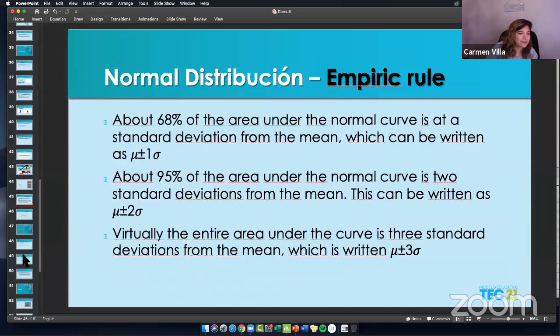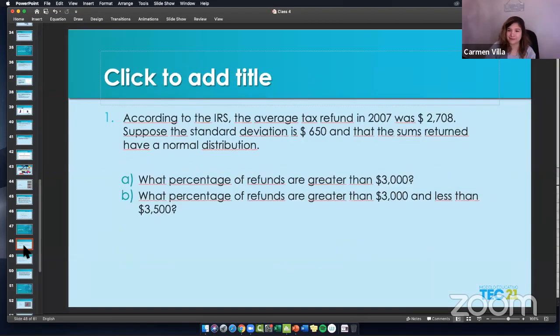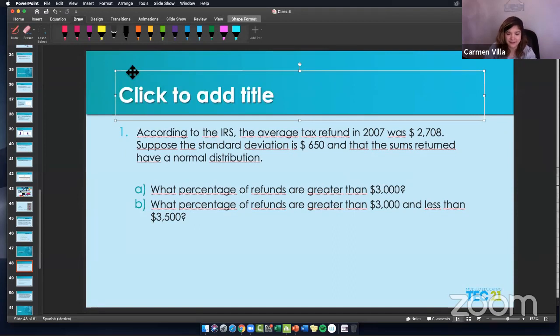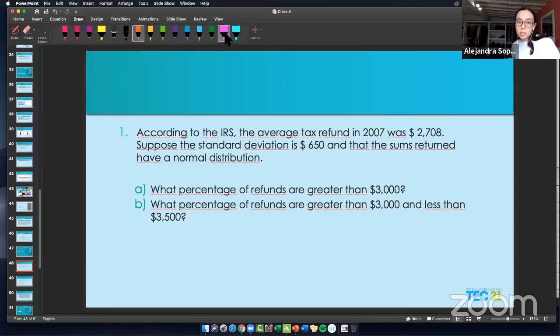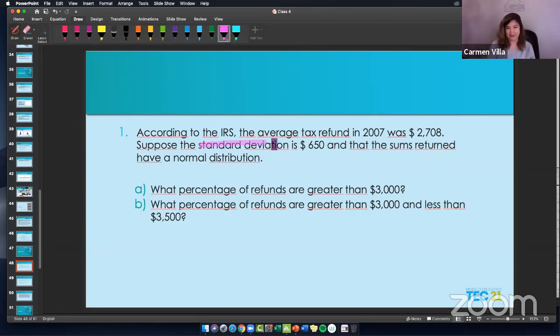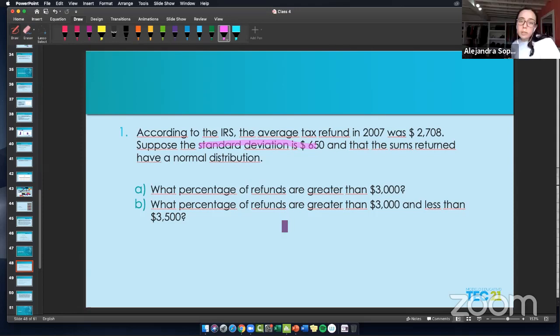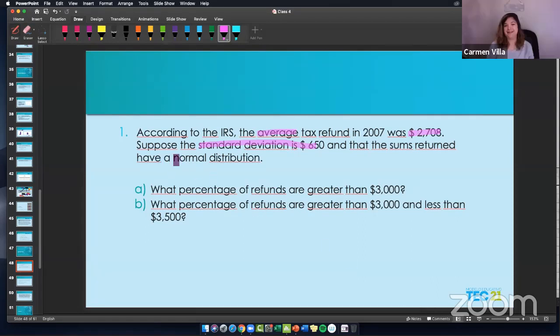Okay, let's go to another exercise here. Again, let's start from the beginning and read the problem. Tell me, class, is this problem a binomial or a normal distribution problem, and why? It is a normal distribution because we have the standard deviation. What else do we have? The average. And it says in here that it is a normal distribution. Yeah, exactly.